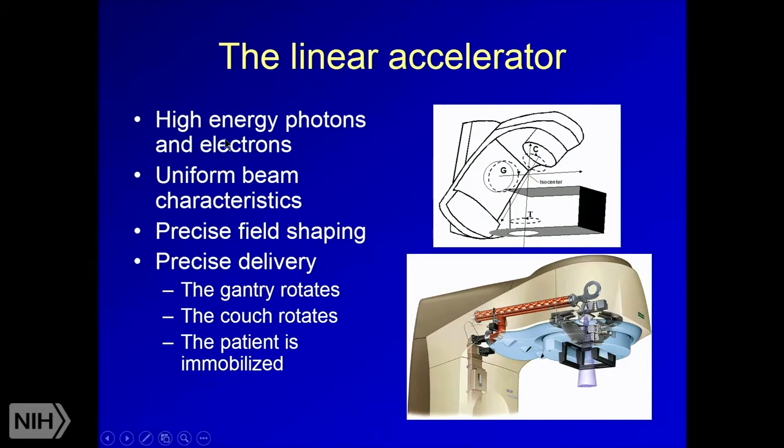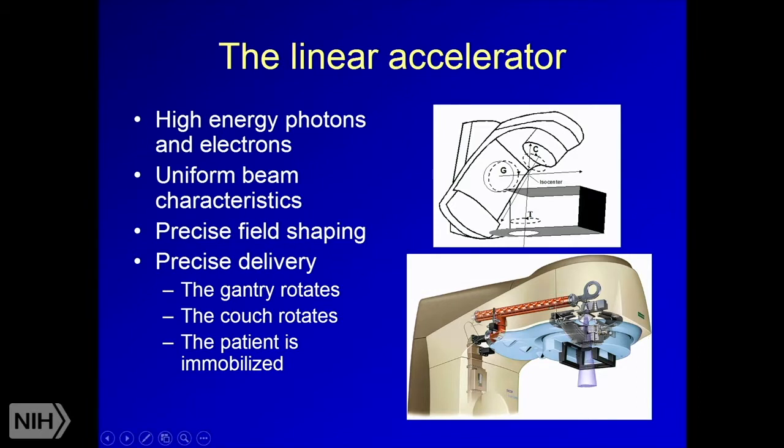Linear accelerators can produce high-energy photons as well as electrons. They have what we call uniform beam characteristics. So if we were to map out the radiation dose as it exits from the head of the machine, it would be equal as you go from left to right. We have the ability to do precise field shaping.